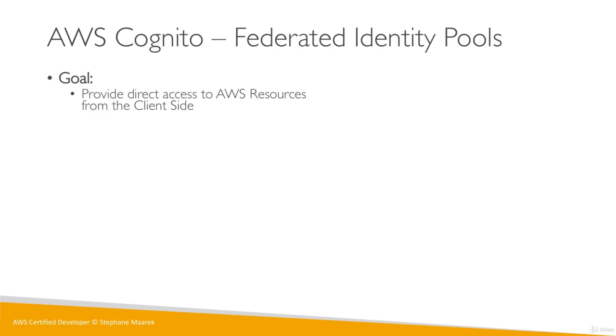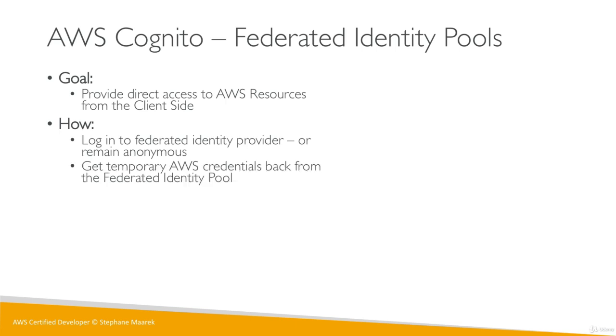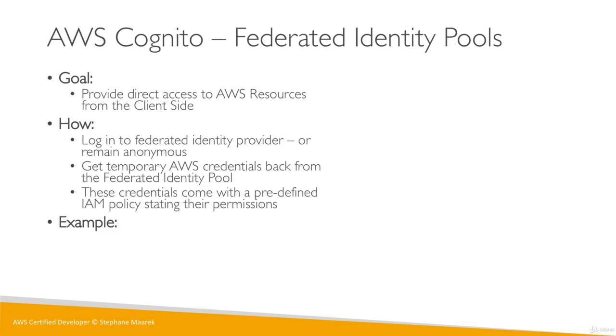The second product we have is federated identity pools. The goal is to provide direct access to our AWS environment from the client side. So no proxy, no API, just straight access. How do we do this? Well, we log in to a federated identity provider, or we can choose to remain anonymous. From this, we get temporary AWS credentials back from the federated identity pool. These credentials come with an IAM policy attached to them, so we can do things based on this IAM policy. For example, say we wanted to provide temporary access to write to an S3 bucket using a Facebook login. This use case would be great for federated identity pools.